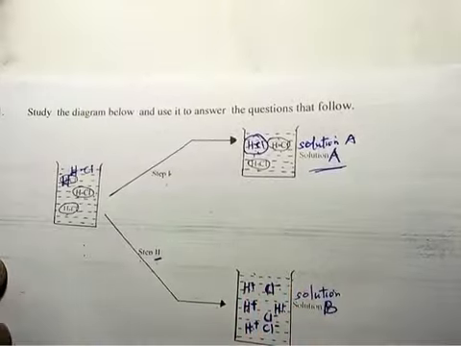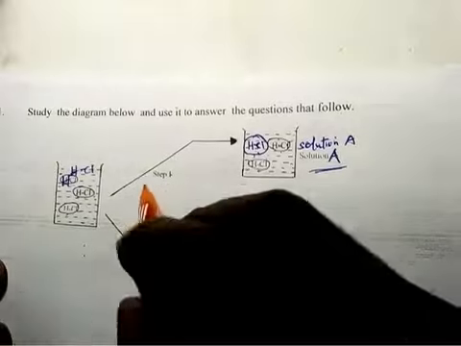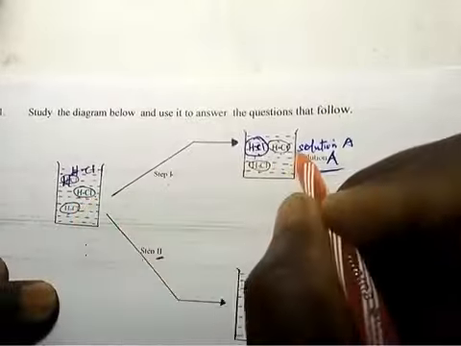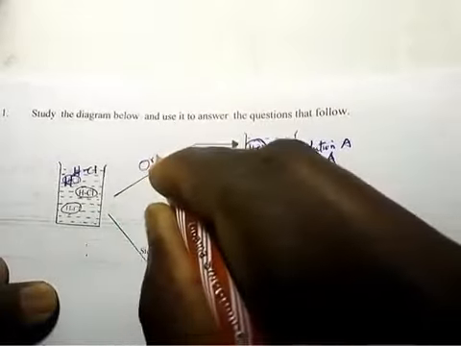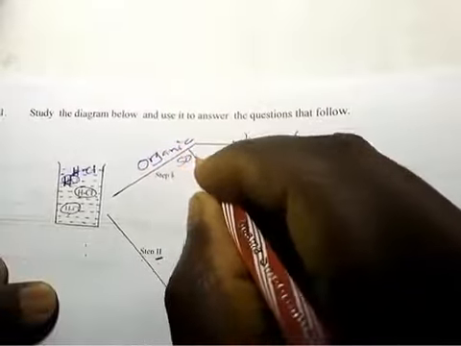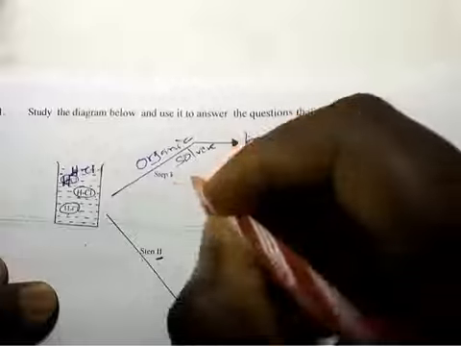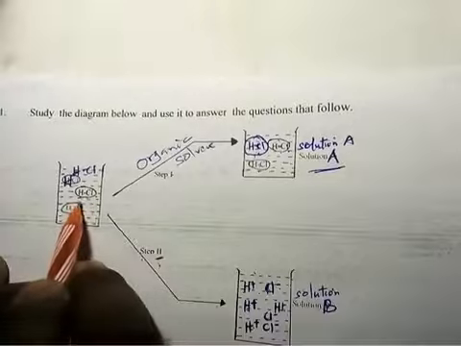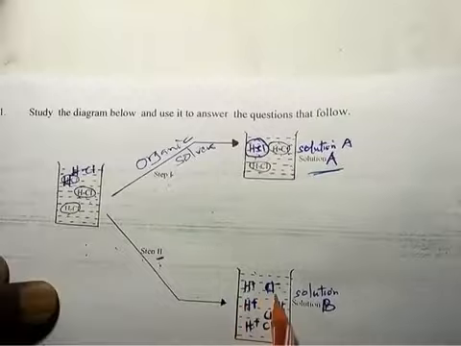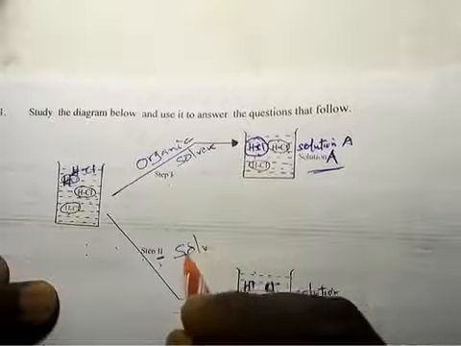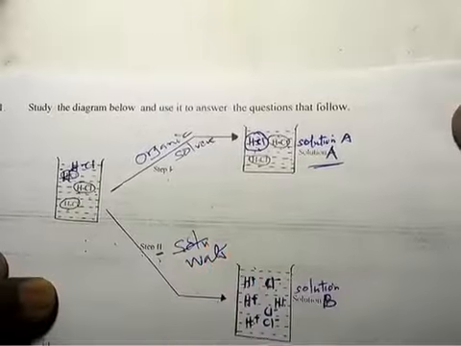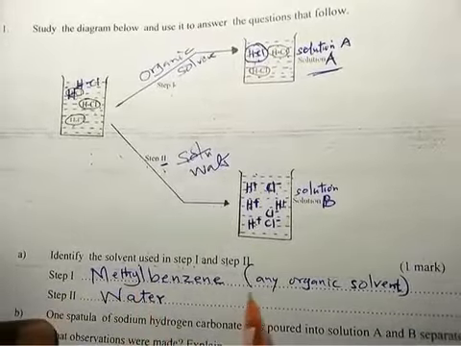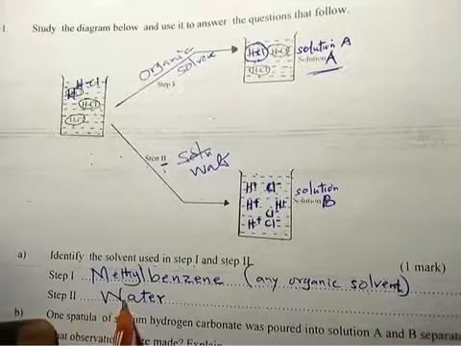So the question, identify the solvent used in step 1. So in step 1, because this one is a hydrogen chloride and it did not ionize here, it means this one is an organic solvent. So you just give an organic solvent like methyl benzene. So step 2, the hydrogen chloride ionized to form hydrogen and chloride ions. It means this one is a solvent like water. So step 1 is methyl benzene, or you can use an organic solvent. Step 2, water.